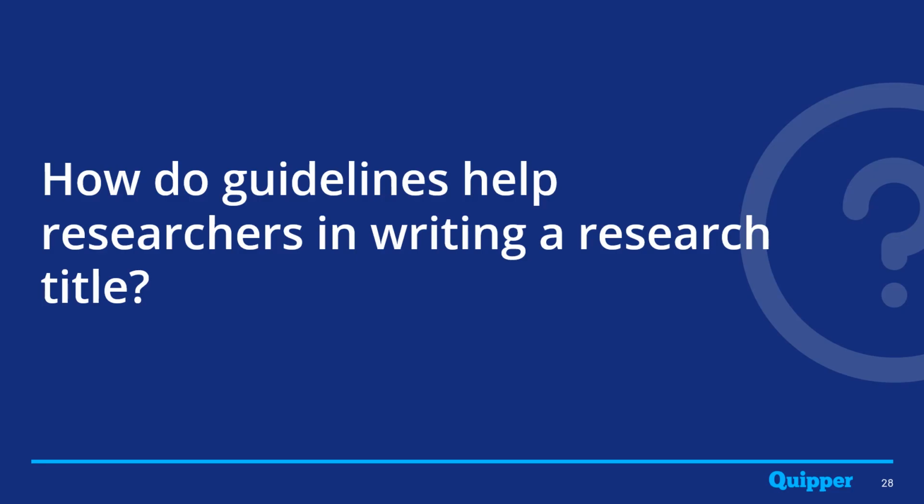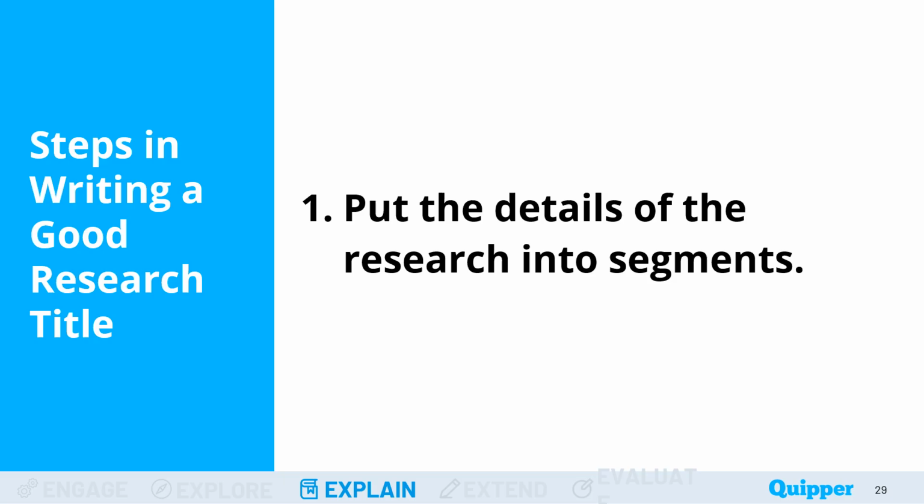So how do guidelines help researchers in writing a research title? Okay, so these are the steps in writing a good research title. First, put the details of the research into segments. The process of segmenting the details of the research study is helpful in determining and organizing important information.